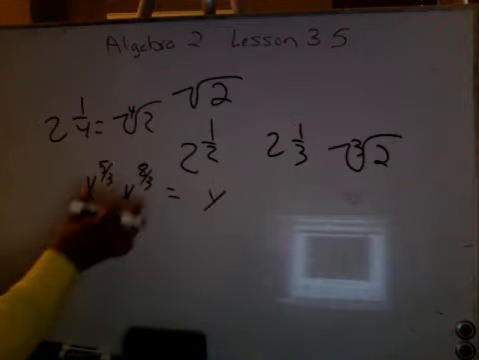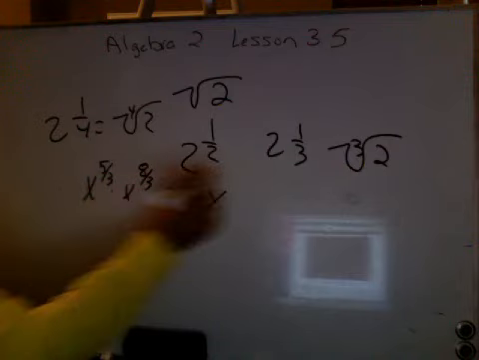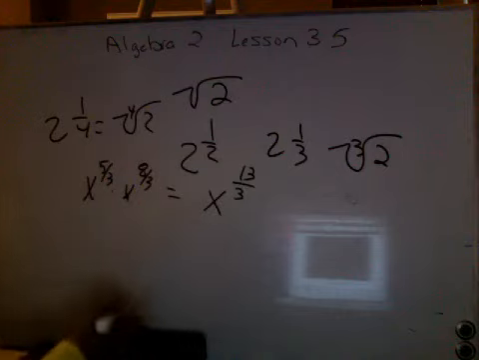Okay, the only difference is that instead of whole numbers, you have fractions. You have to have a common denominator, which you do. You add the numerators, so it's just x to the 13 over 3.